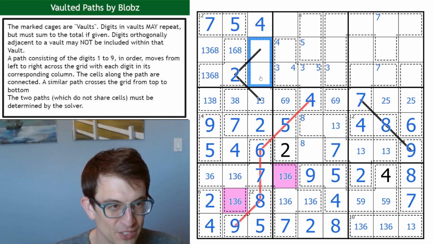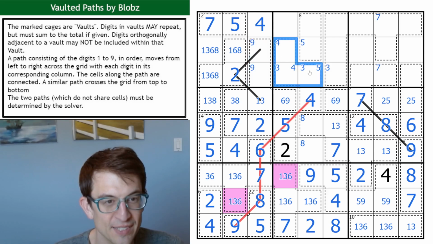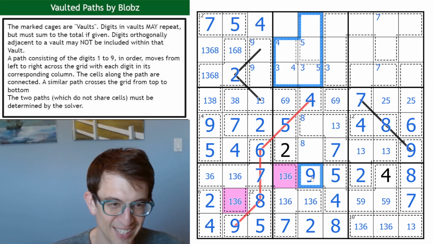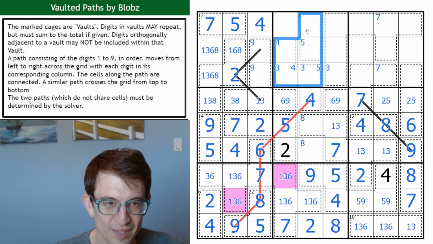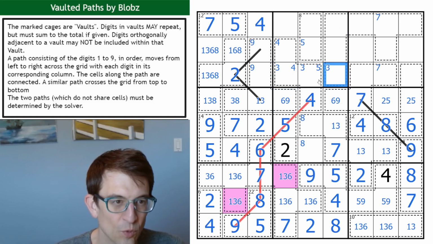So what is the digit? What's the extra digit here? 9. So 9 is in here somewhere. So 9 is not in this cage. 9 is not in the 8 cage. It's also just not there. Yeah, I don't know which way that goes. Okay, that's not it.